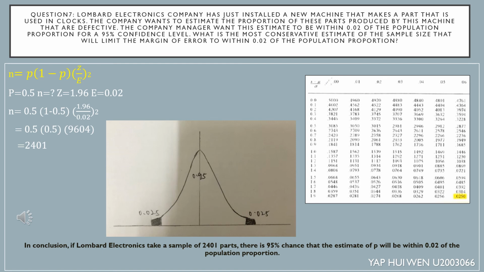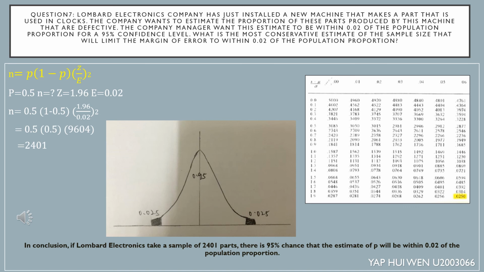Question 7. Lombard Electronics Company has just installed a new machine that makes a part that is used in clocks. The company wants to estimate the proportion of these parts produced by this machine that are defective. The company manager wants this estimate to be within 0.02 of the population proportion for 95% confidence level. What is the most conservative estimate of sample size that will limit the margin of error to within 0.02 of the population proportion?